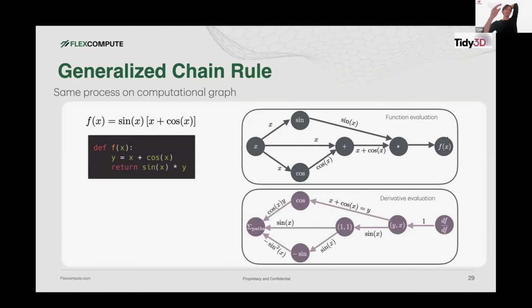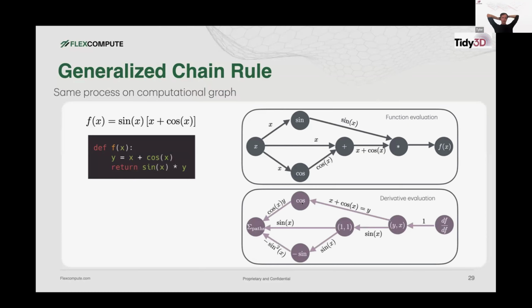So it turns out if you want to compute the derivative of f with respect to x on this graph, the way you do it is by using the generalized chain rule. What you do is you construct this backwards propagating graph. So you reverse all the arrows, and then for the nodes, you replace the operations with their derivatives. So sine of x becomes cosine of x, for example. And then you just propagate information backwards through this graph.